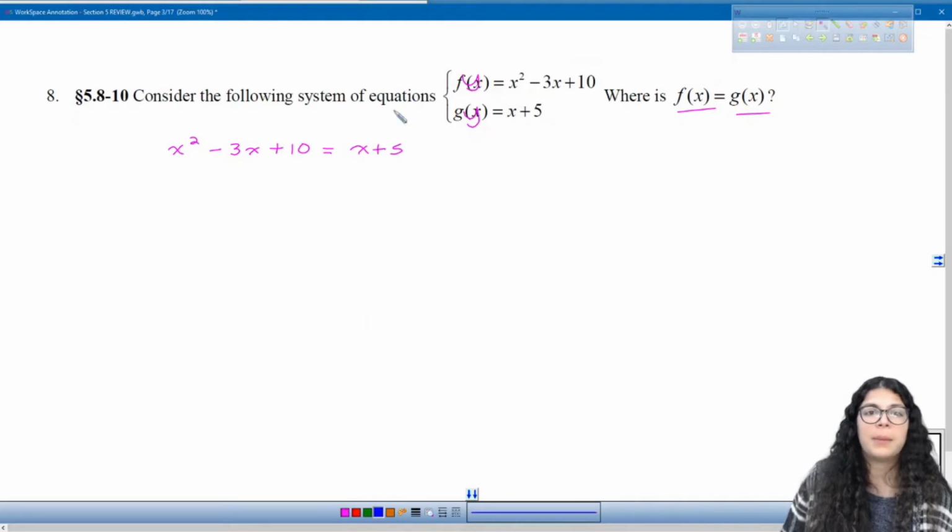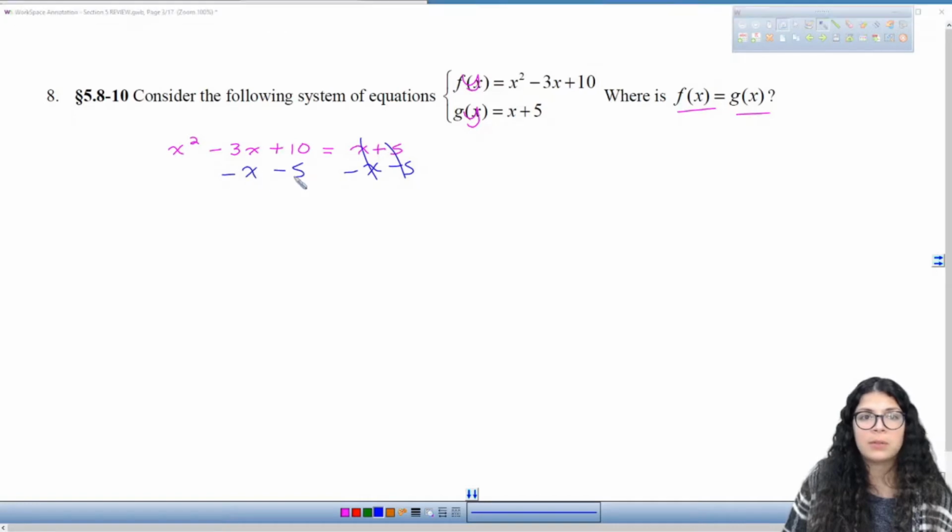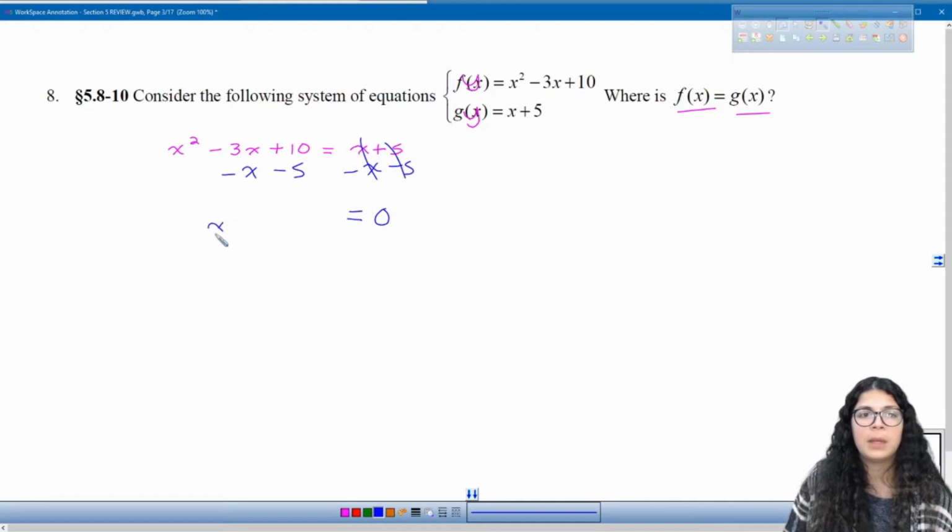So to solve this system, I'm going to go ahead and first get equals 0, because I do see this is going to be a quadratic equation. So I need equals 0 in order to solve. So I'm going to subtract x and subtract 5. So that'll give me 0 on the right-hand side. Negative 3x minus 1x is negative 4x. And 10 minus 5 is 5.